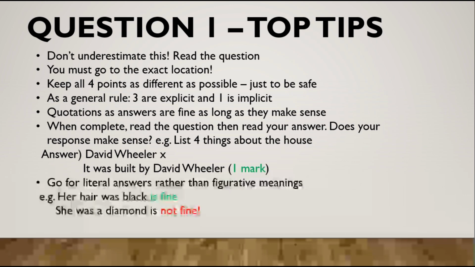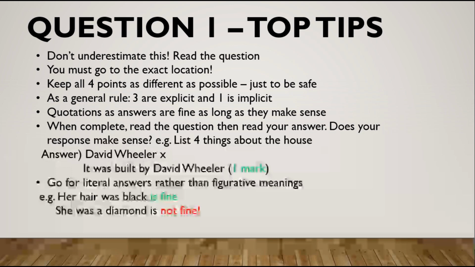Keep all 4 of your points as different as possible just to be safe. For example, if it's describing a girl and it says she had long, dark, shiny hair, to me it's unlikely you'll get 3 marks for saying her hair was long, her hair was dark, her hair was shiny. Sometimes you might. It's up to examiner discretion a lot of the time, but just make sure you try and keep them as different as possible.